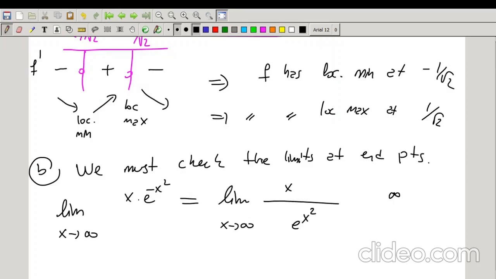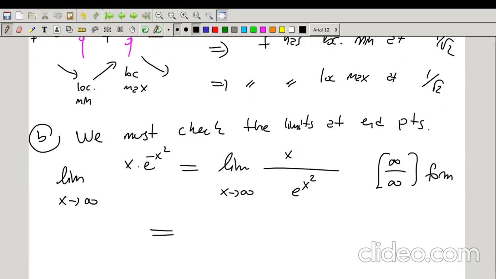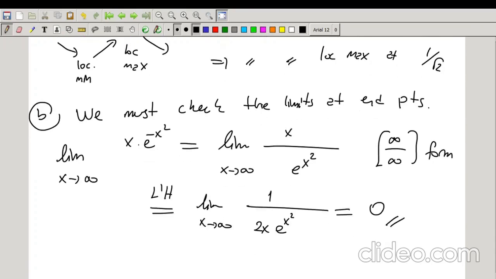So you now have an idea about this limit. This is of the form infinity over infinity. So I can clearly use L'Hopital's rule. This implies, if you apply L'Hopital, we have 1 over the derivative of e power x squared, which is 2x e power x squared, and whenever x approaches infinity, we have 1 over infinity times infinity, so this is 0. The limit is 0. So this is my L number.